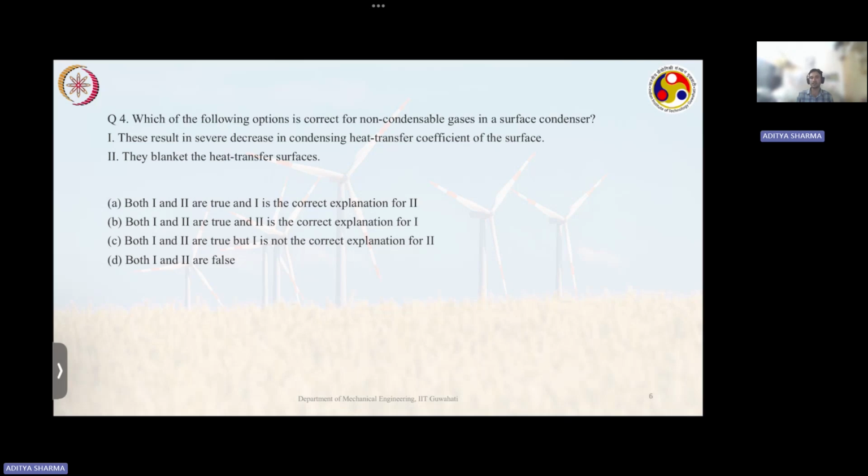So two statements have been given to you. Based on these two statements, you have to answer which of the given options is a correct option. So please have a look.